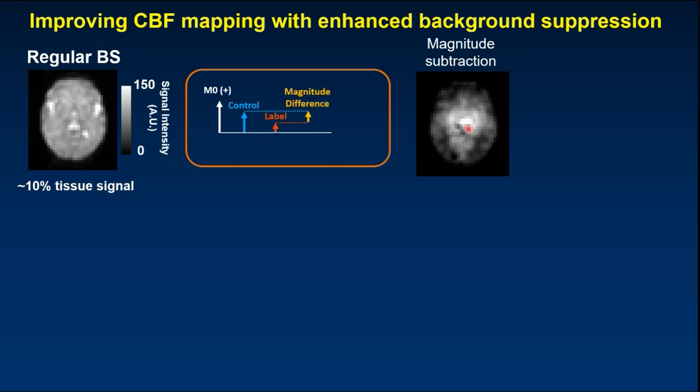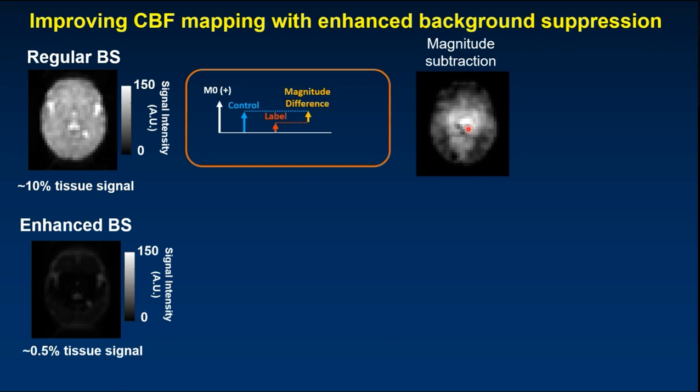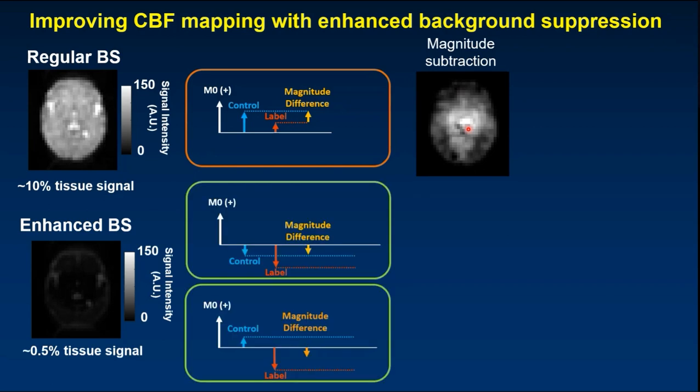So intuitively, one might assume that the more we suppress the tissue, the more effectively we can suppress the background noise. So this is what we want, very dark with minimal background tissue. But things are not that straightforward when it comes to the subtraction between control and label, since the residual signals are so small that the sign of the signal becomes uncertain.